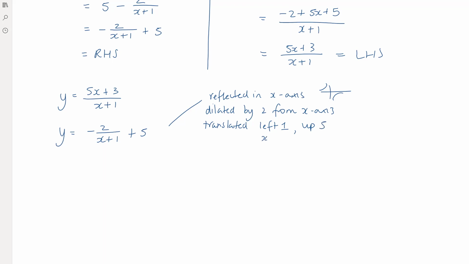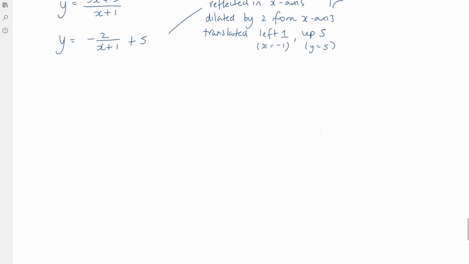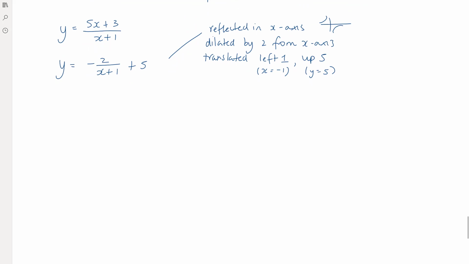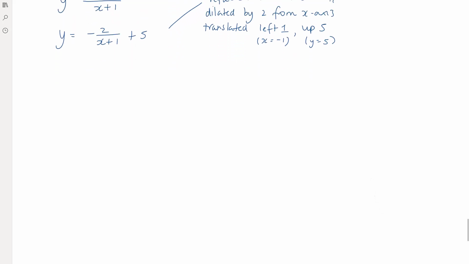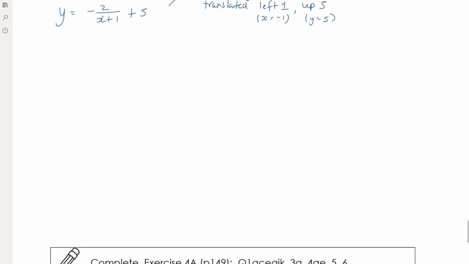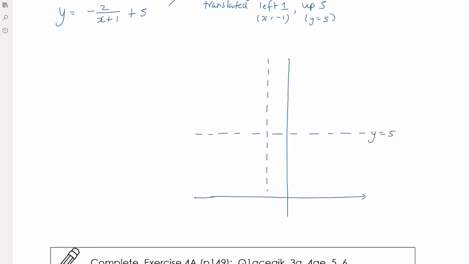So left 1 is going to make your asymptote x equals negative 1, and up 5 is going to make your asymptote y equals 5. We're going to cross both axes when we do that, but let's just get our axes drawn in so we can get a sense of what we're trying to do, and then we can find the x and y intercepts. So I'm interested in my asymptotes first. x equals negative 1 and y equals 5. Just extend out this way a little. Got room for my x equals negative 1. Okay, there's my two asymptotes.